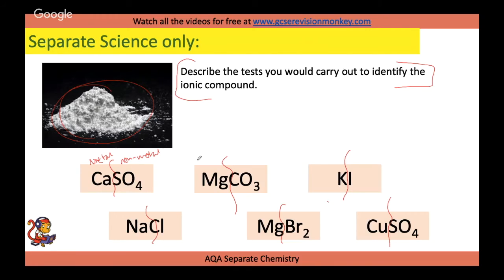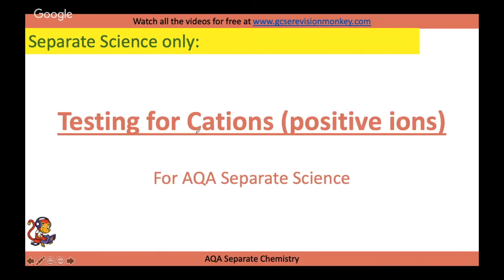The first test we do would be to work out the positive ion, the metal ion, and that would let us know what the first bit is. And then we work out what the negative ion was, and we could put those together to identify the compound. That's why we do it. Let's start off by testing for the positive ions, which we call the cations, because they're linked to the fact that they would go to the cathode.